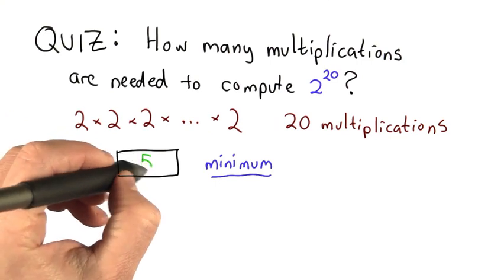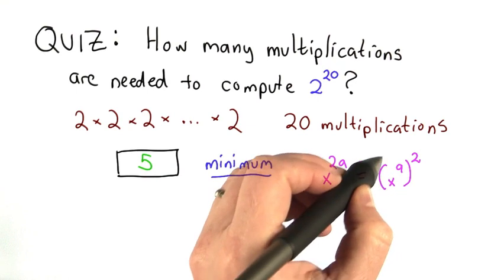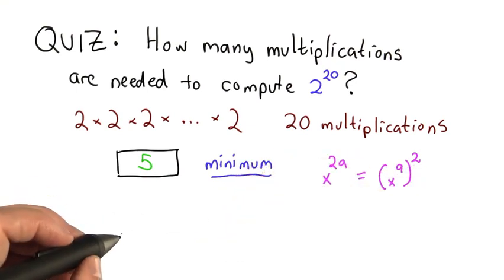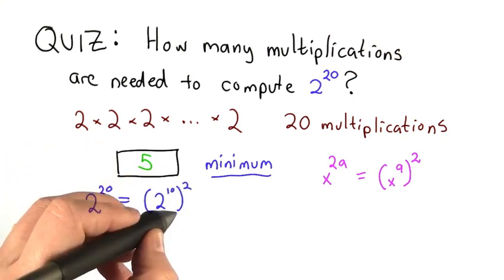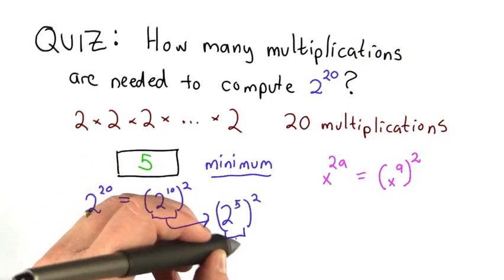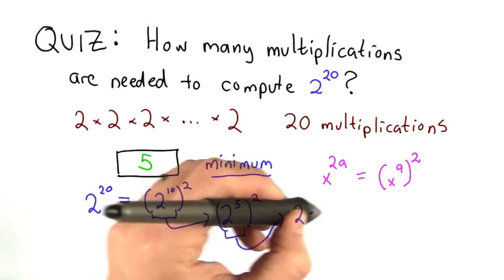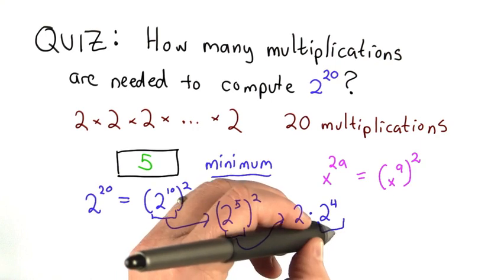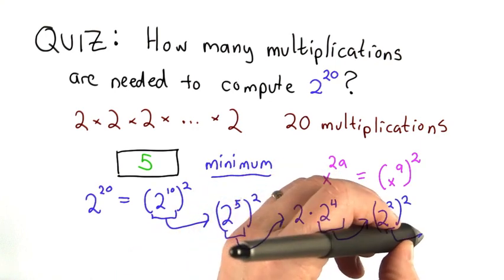So the answer is we don't need 20 multiplications to compute 2 to the 20. We only need 5. We're doing that by taking advantage of the property that x to the 2a is equal to x to the a, squared. So if we're starting from 2 to the 20, that's equal to 2 to the 10 squared. Now we can break 2 to the 10 down into 2 to the 5 squared. 2 to the 5 is not divisible by 2, so we need to break it down into 2 times 2 to the 4. And now we can break 2 to the 4 into 2 to the 2 squared. And now we can break 2 to the 2 into 2 times 2.